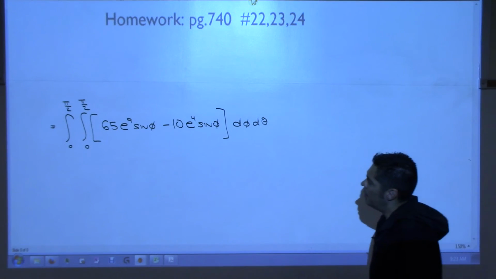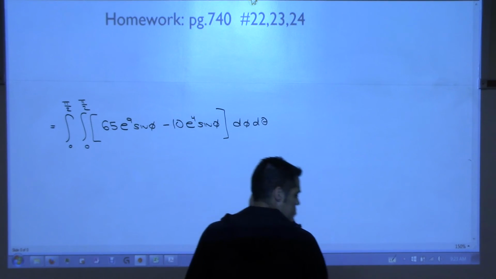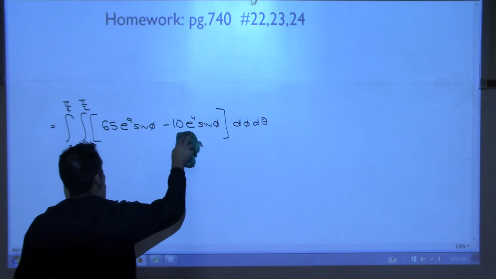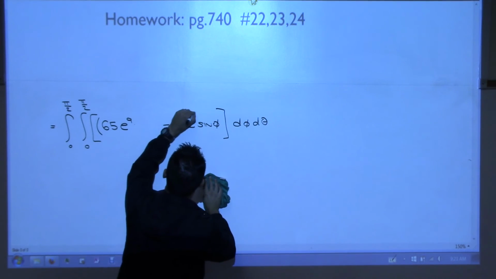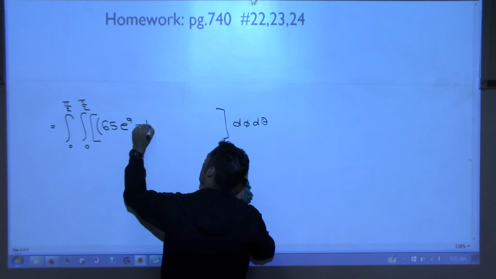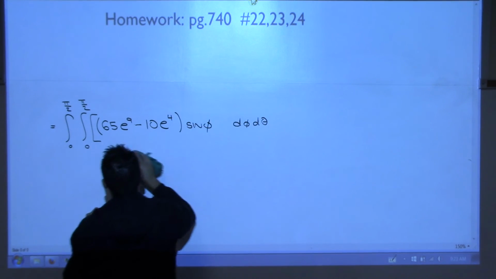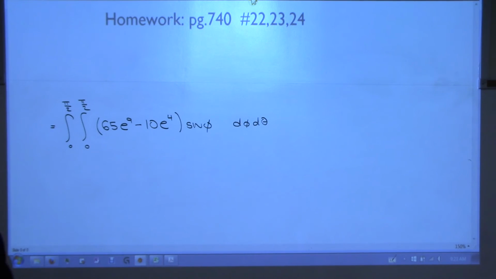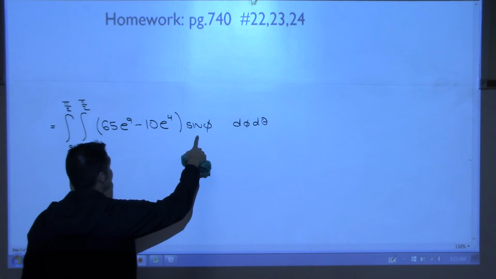Okay, so we're going to integrate now with respect to phi. Notice also that 65 e to the 9th minus 10 e to the 4th, these are both constants. So what I could do is this. I could just factor out a sine phi like that, right? Factor out that sine phi. That'll be a little bit nicer to integrate. Just be one integral to worry about, one antiderivative. So like that. And now antiderivative of sine of phi is going to be negative cosine phi.